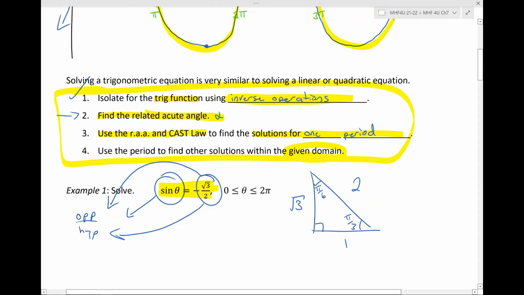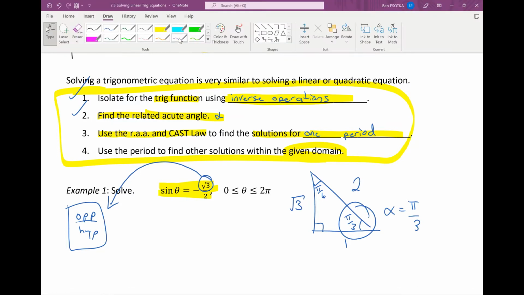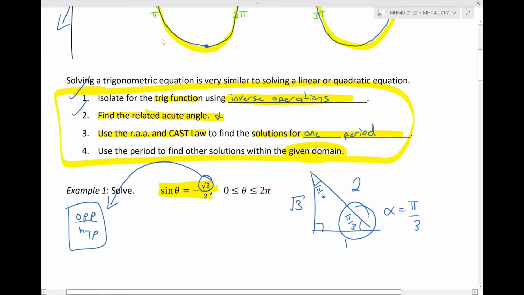And we ask ourselves, okay, which angle has the opposite side as the square root of 3 and the hypotenuse of 2? Well, that's going to be pi over 3. All right, so what we're doing here is we're finding our related acute angle. Our related acute angle is pi over 3. All right, fantastic. Now that we've found our related acute angle, well done us, then we can use our related acute angle and the cast rule to find the solutions for one period.